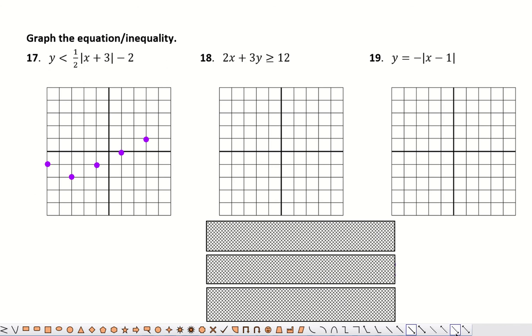And let's see here. Yeah. And so, well, I guess the cat's out of the bag. I was going to ask you, does this less than mean it's going to be dashed or solid? And it means dashed.